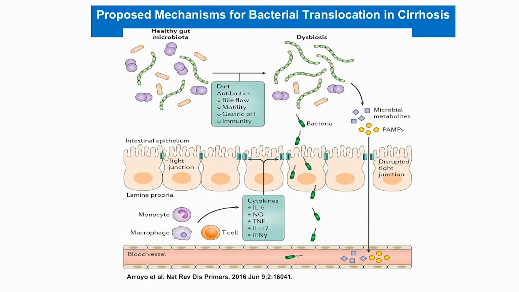And the result of all this alteration is that bacteria can translocate from the lumen to the blood and cause infection. Also, please note that bacteria can produce microbial metabolites or even PAMPs. We saw PAMPs previously, and these PAMPs or metabolites can induce per se inflammation. Okay, so we have here a mechanism for, I would say, an increase in permeability of the intestine, leading to a translocation of viable bacteria causing infection. And the prototype is SBP.